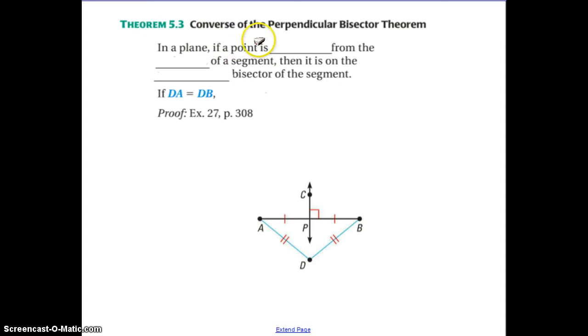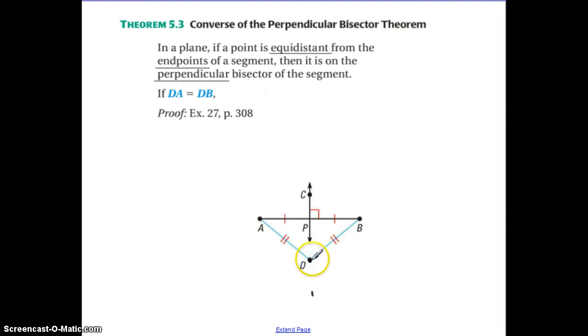So in a plane, if a point is equidistant from the endpoints of a segment, okay, so here this point, just like you did in your own picture, is equidistant from these two endpoints, then it is on the perpendicular bisector of that segment. So what that means is this point, okay, if we were to extend this line CP, this line would cut right through that point. So therefore this point right here, D, would lie on this perpendicular bisector.